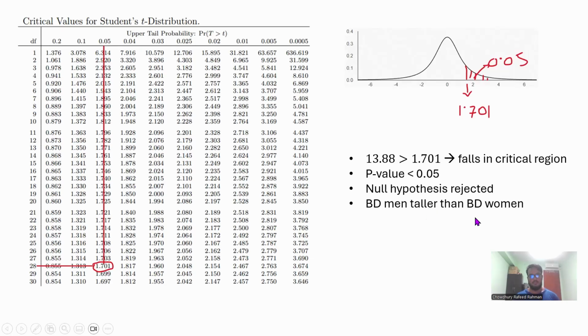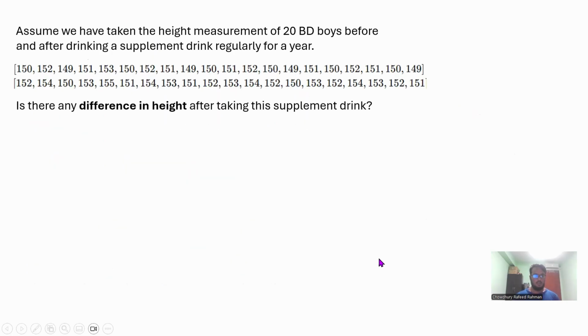So BD men are taller than BD women. I think it's very clear now. So this is the second example. Now for the third example.